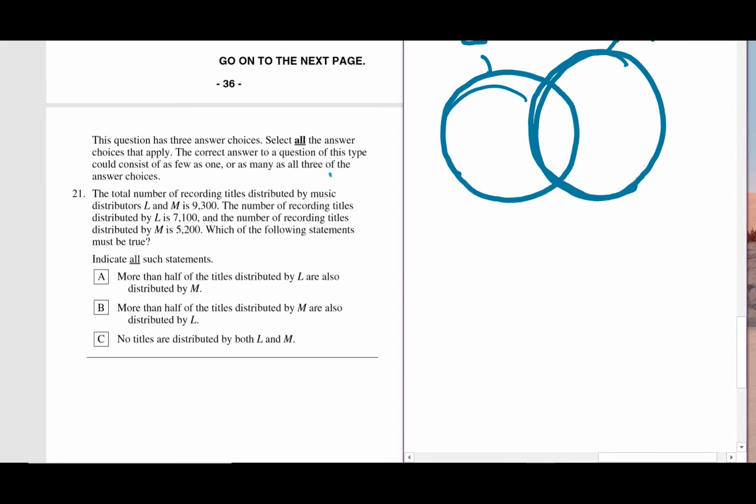What we know here is the total addition. So basically what we need to find is what is in here essentially. We know the total number of elements, so recording titles distributed by music L and M. So we know that L contributed certain amounts.